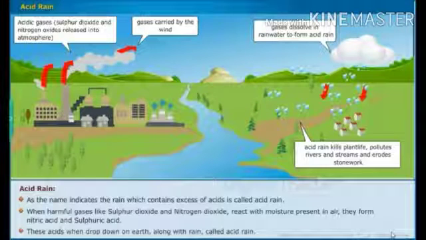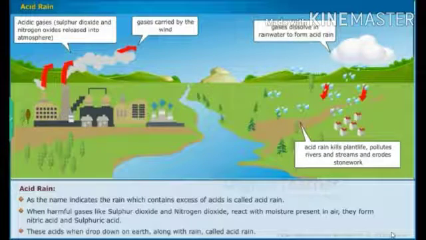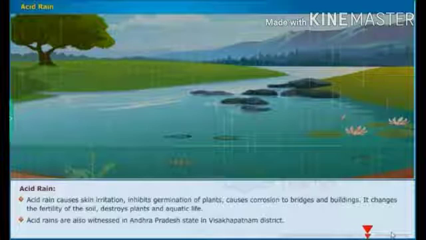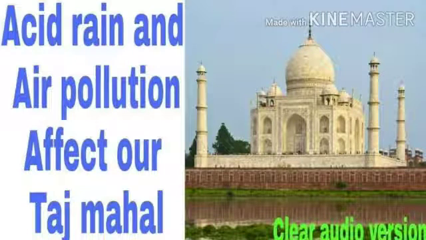Have you ever heard about acid rains? Acid rains are the combination of carbonic acid, sulfuric acid, and nitric acid along with rainwater. Acid rains cause damage to buildings, monuments like the Taj Mahal, and also to our skin.